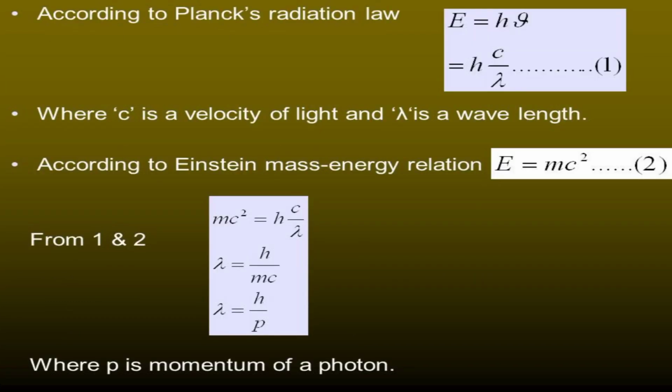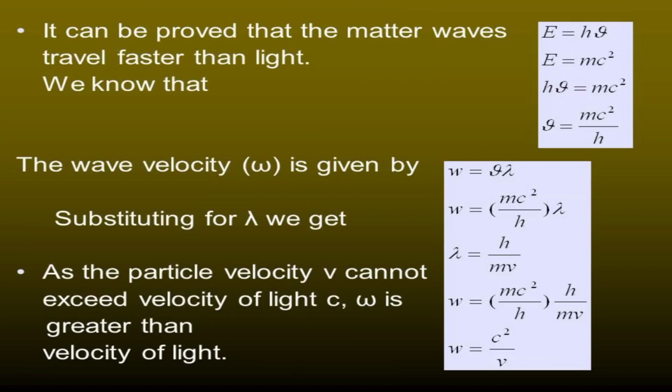According to Planck's radiation law, E is equal to hc by lambda. C denotes velocity of light and lambda is the wavelength. According to Einstein's mass energy relation, E is equal to mc square. From 1 and 2, lambda is equal to h by p, where p is the momentum of a photon.